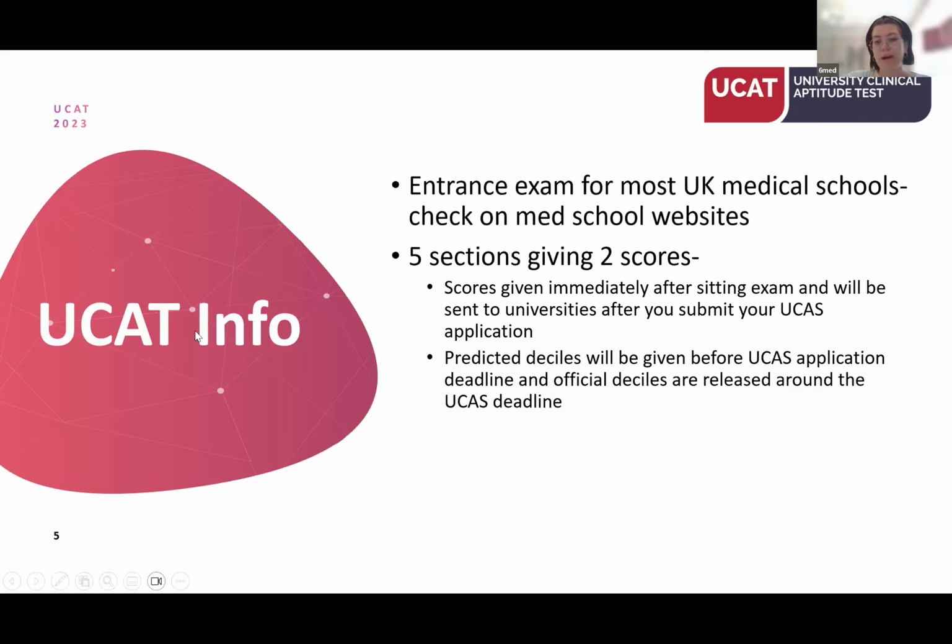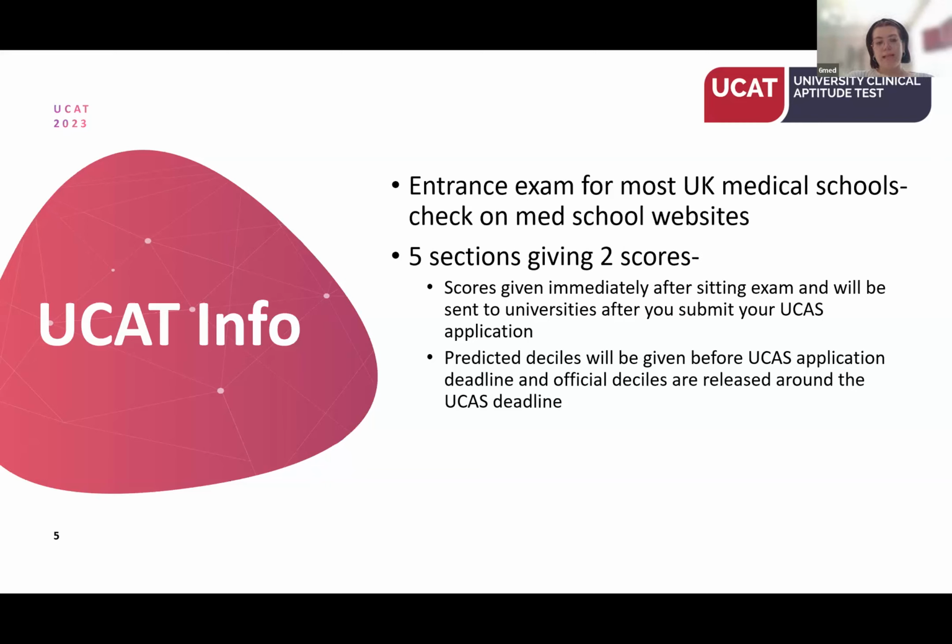And then you're also given a band score for your situational judgment, which is separate. As soon as you walk out of your exam, they will give you a piece of paper with your scores on it, so you do know immediately how you've scored. And then they will send this score to the universities after you've submitted your UCAS application. So there's nothing you need to do about that. UCAT themselves will sort that for you.